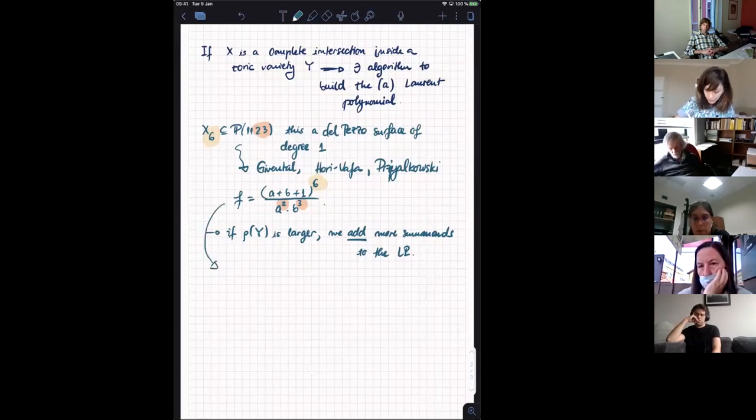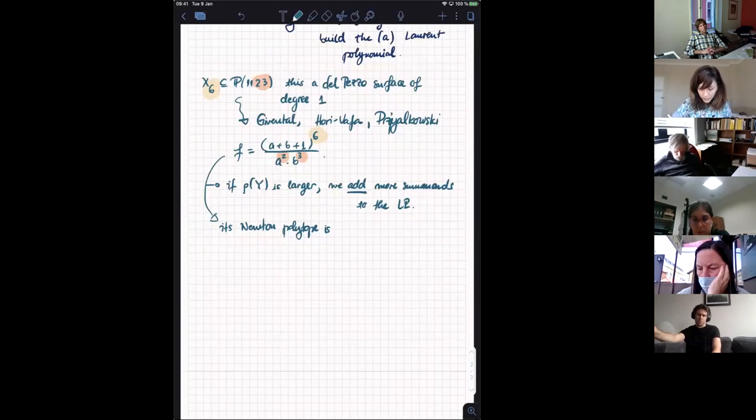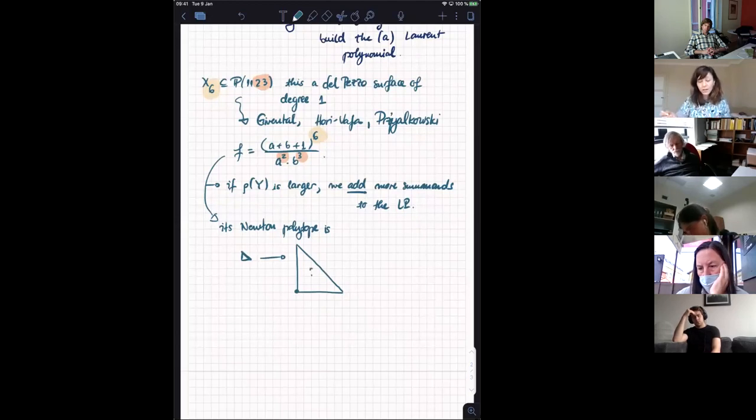So its Newton polytope is, well, let's see what's this. So A plus B plus 1's Newton polytope is simply this triangle. So it's a simplex of volume 1. Then if you put it to the 6, it's going to be a simplex dilated 6 times. So the same simplex dilated 6 times. And then if you quotient it by A squared times B cubed, it's just going to mean that the origin is moving from this corner onto somewhere inside of the polytope.